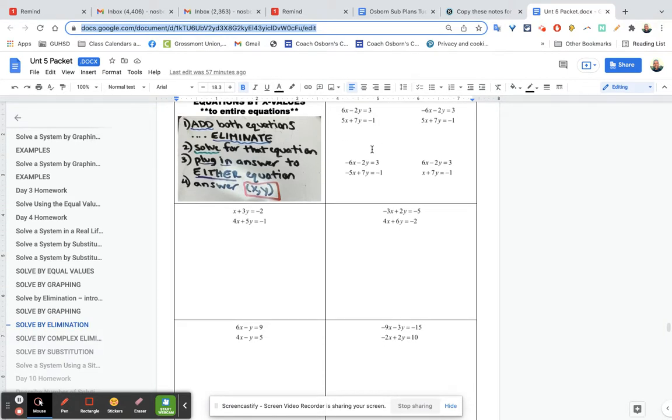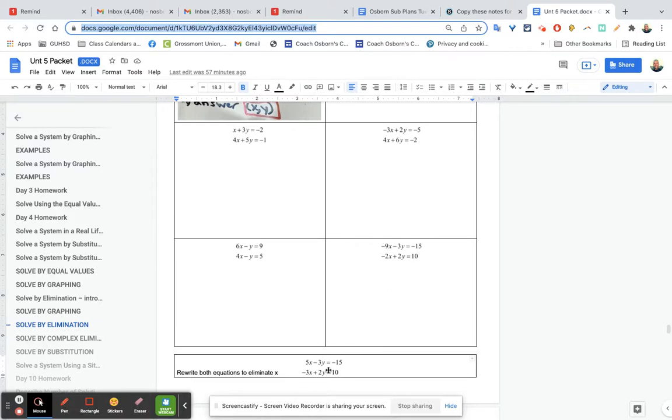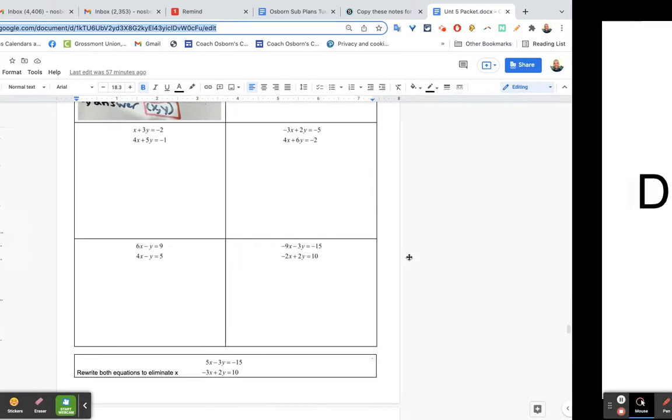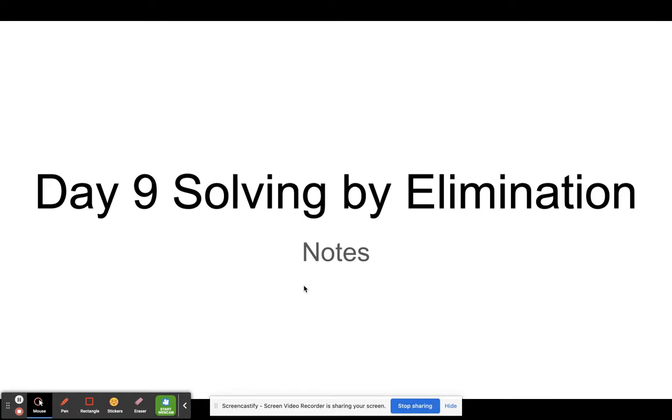I'm going to go over just about 4 of these examples. I'm not going to go over this last one, but I will go over this one down here. Okay? All right, so make sure you guys get markers. Grab the blue and the pink markers so you can follow along.